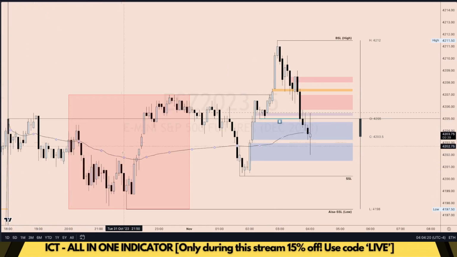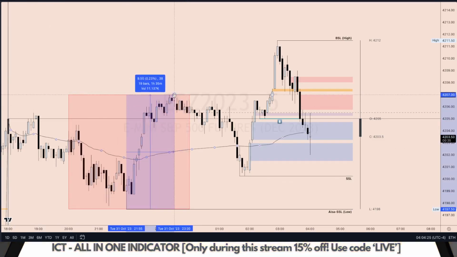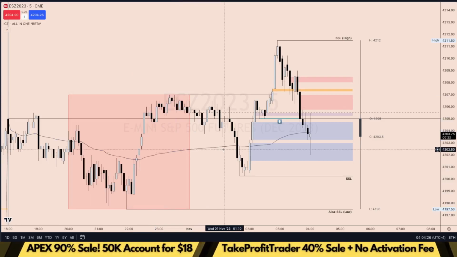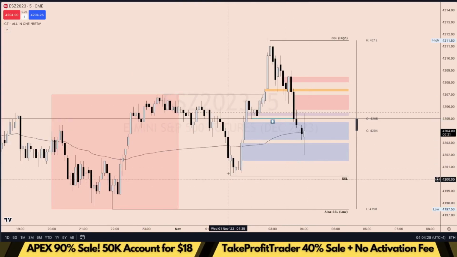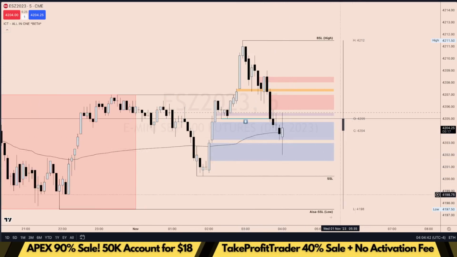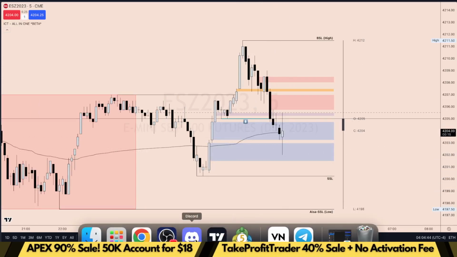Put things into perspective. We had a 9.5 point Asia range. We retraced efficiently of this entire move to the upside. We are playing with the optimum trade entry here. So let's see. The decision hasn't been made yet.